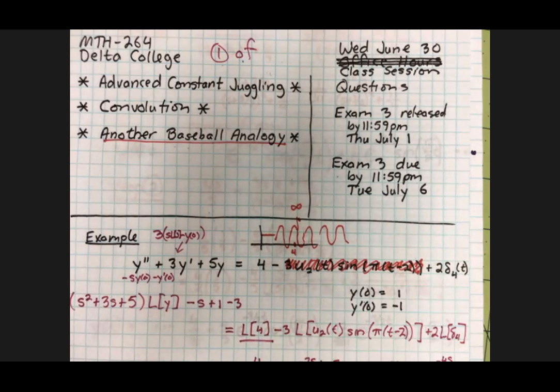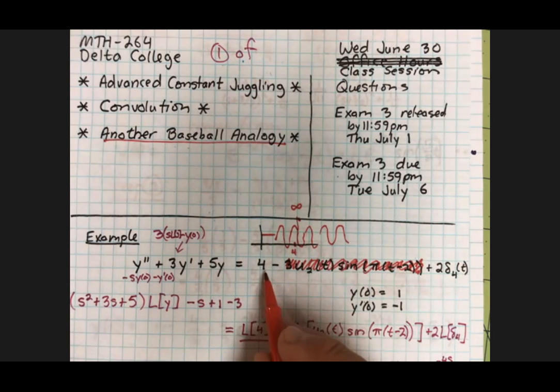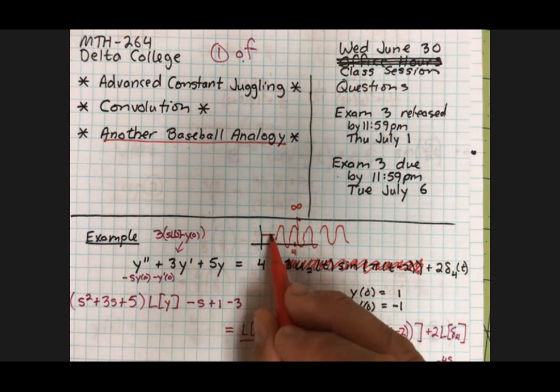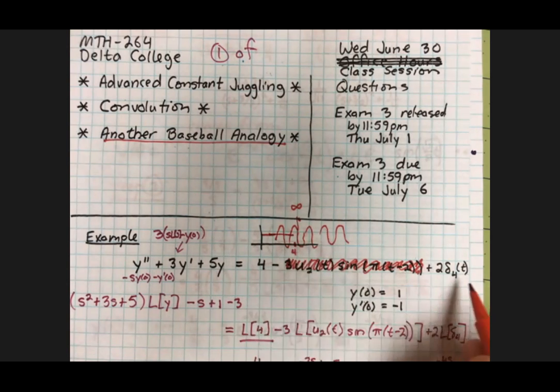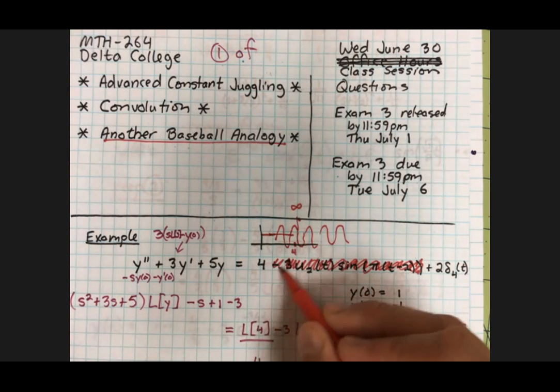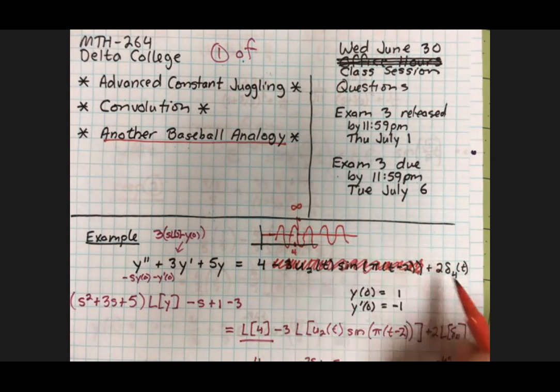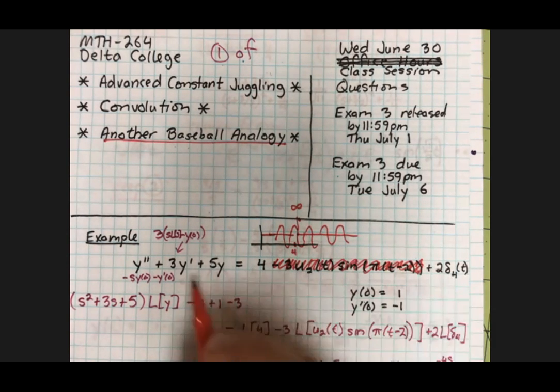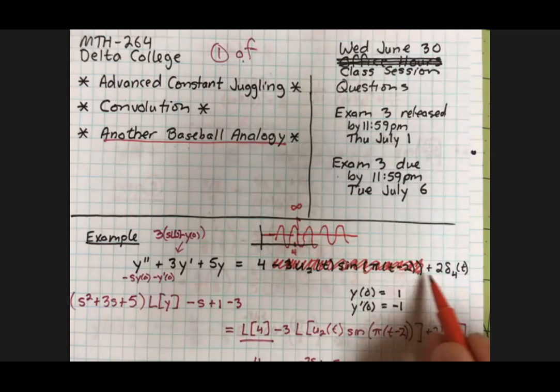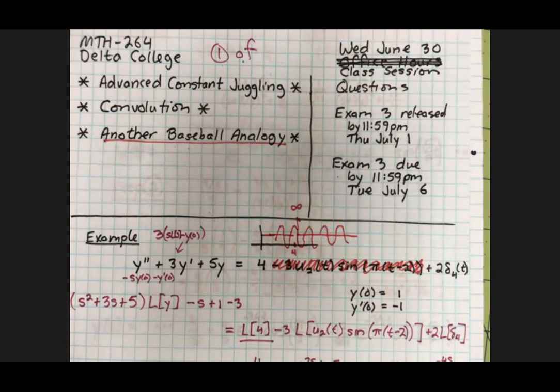Now you say you're cheating, and obviously I am cheating, because now this is just 4 minus, or sorry, 4 plus an impulse at that point. But I have some things swinging over. I've already done some constant juggling.